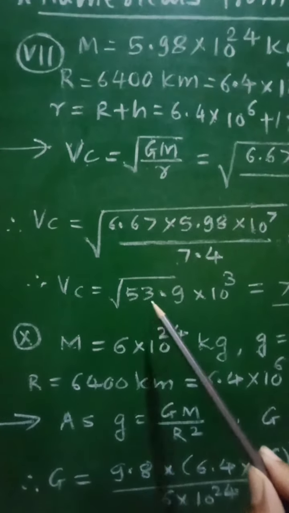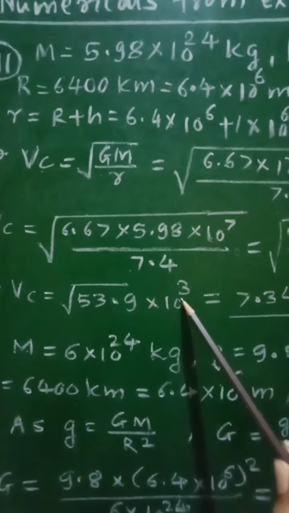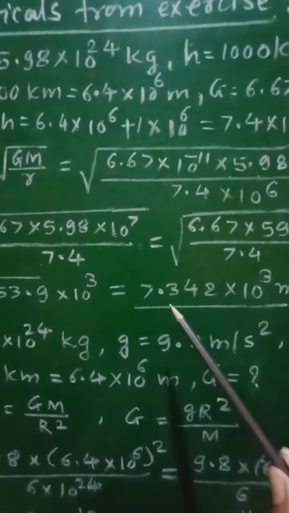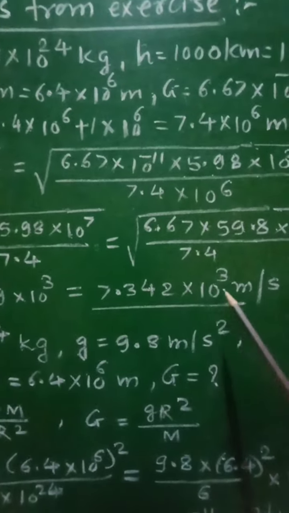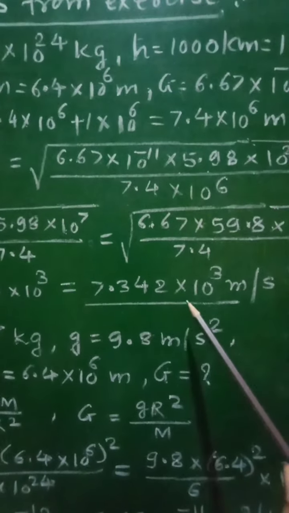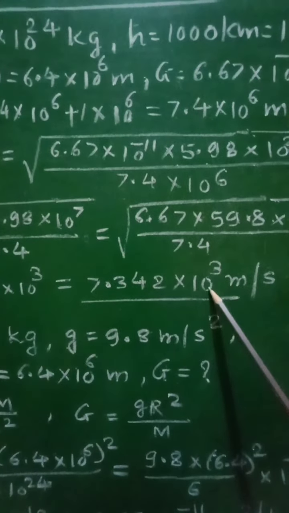v c is equal to root of 53.9 into 10 raised to 3. The square root of this 53.9 comes out to be 7.342 and into this 10 raised to 3 meter per second. So this will be the required value of critical speed, that is 7.342 into 10 raised to 3 meter per second.